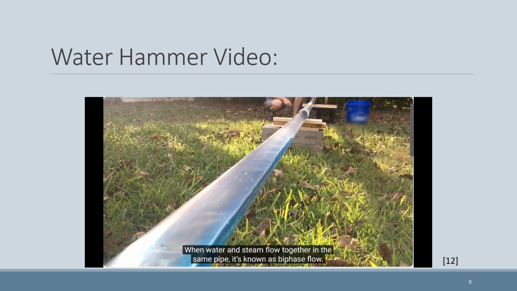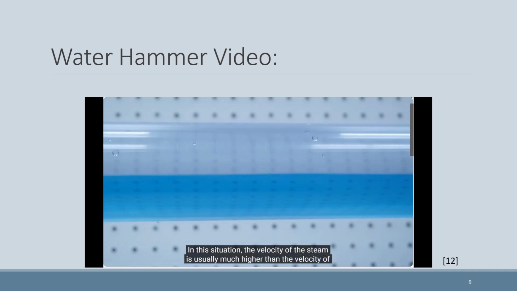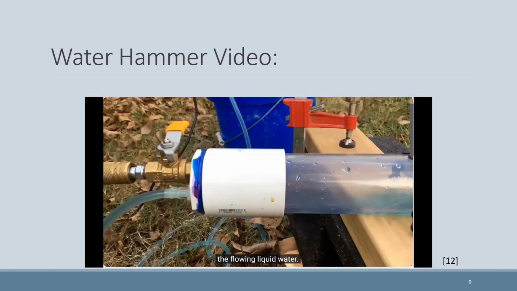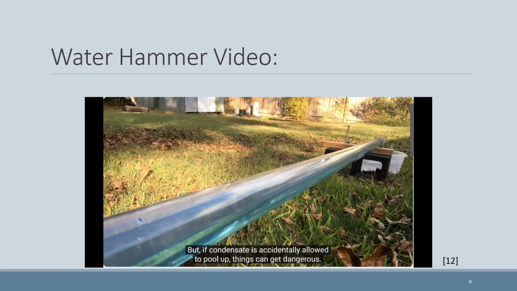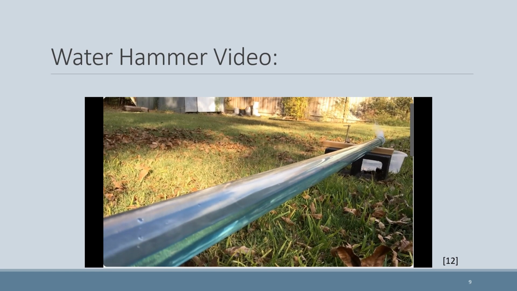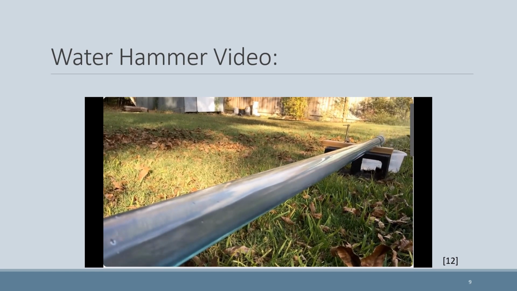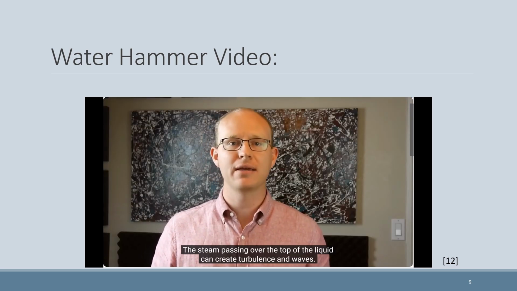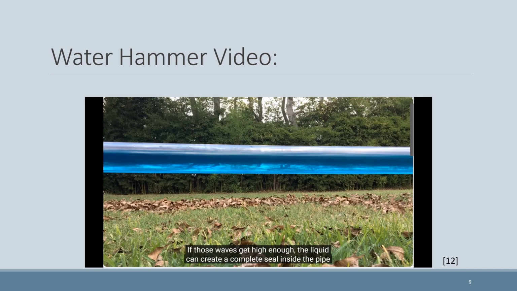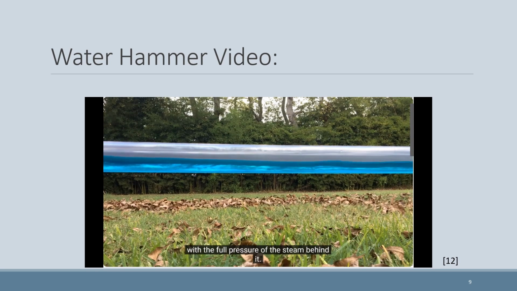When water and steam flow together in the same pipe, it's known as biphase flow. In this situation, the velocity of the steam is usually much higher than the velocity of the flowing liquid water. If there's only a little bit of condensate in the pipe, that's not really a big deal. But if condensate is accidentally allowed to pool up, things can get dangerous. The steam passing over the top of the liquid can create turbulence and waves. If those waves get high enough, the liquid can create a complete seal inside the pipe with the full pressure of the steam behind it.